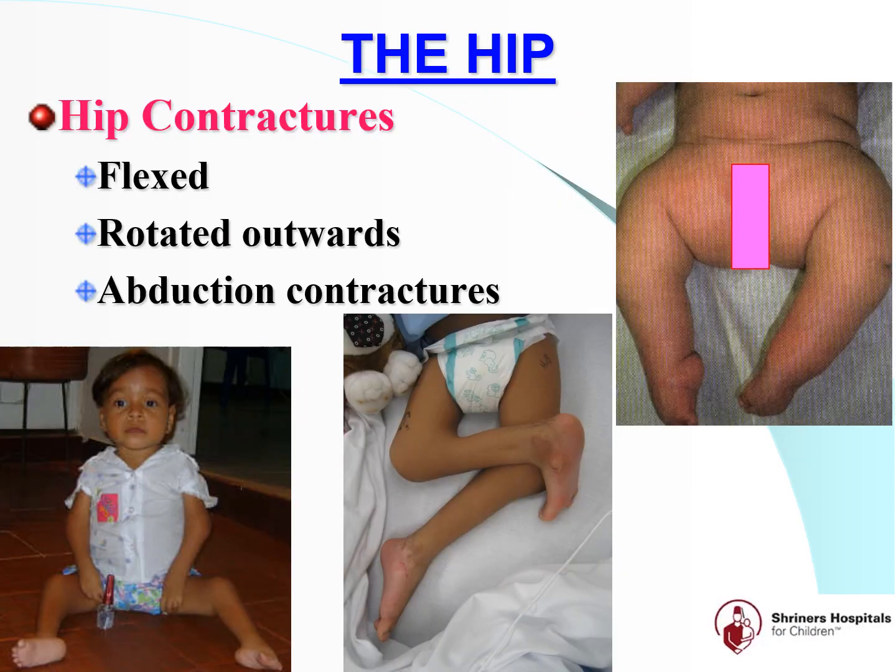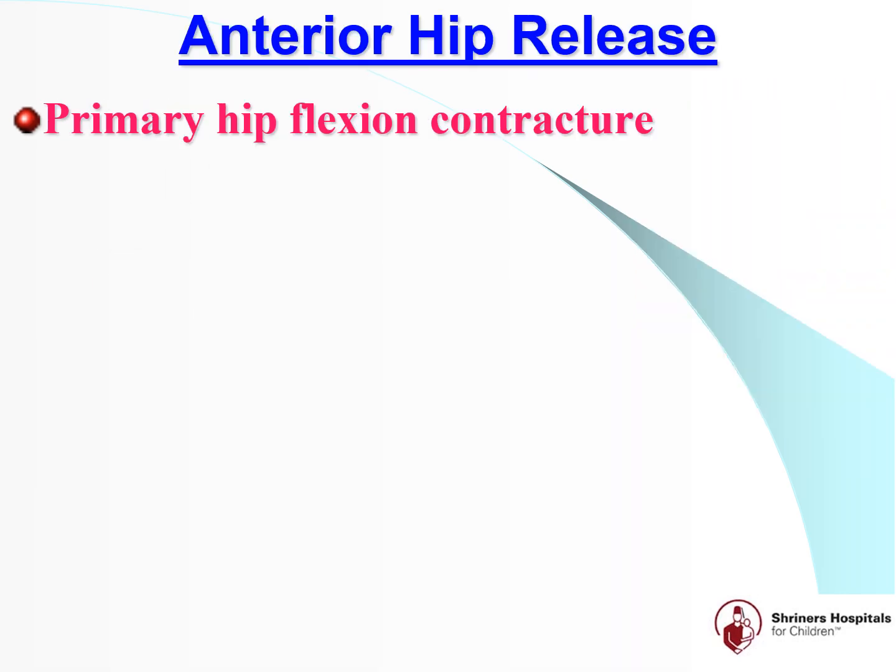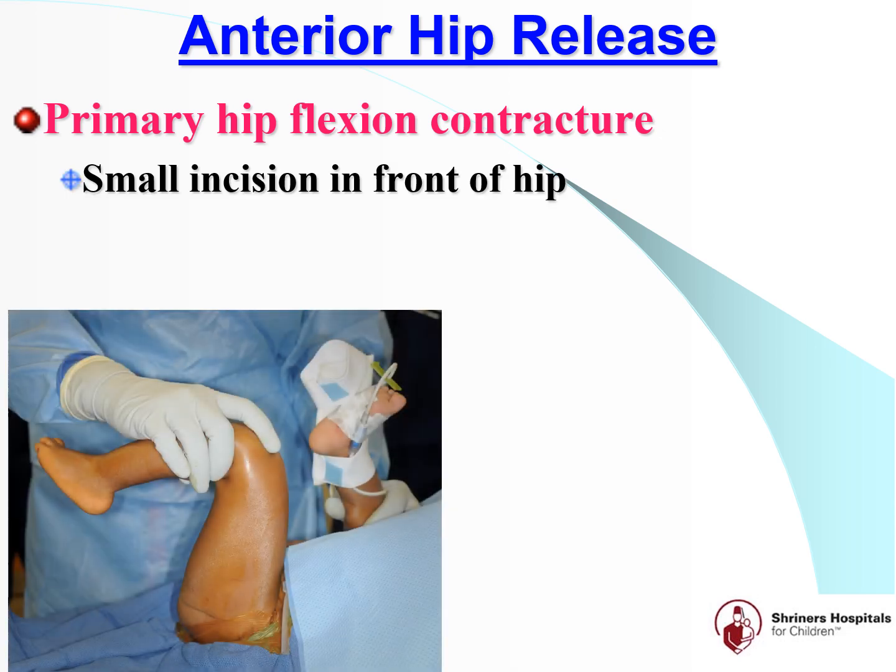Now let's talk about hips. Typically, the earliest that I will address the hips is between 12 and 18 months of age, when we look to correct the hip contractures or dislocated hips. Hip contractures tend to be flexed with the hips turned outwards and the hips spread apart, or abducted. In some cases, there's only a flexion contracture like you see here.